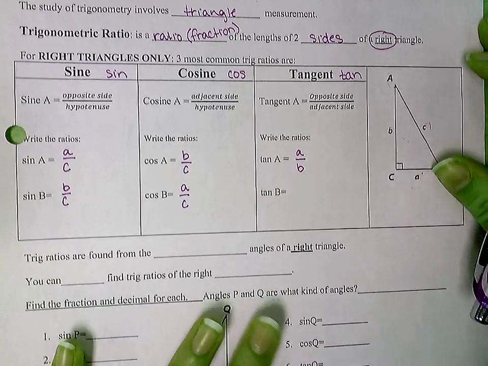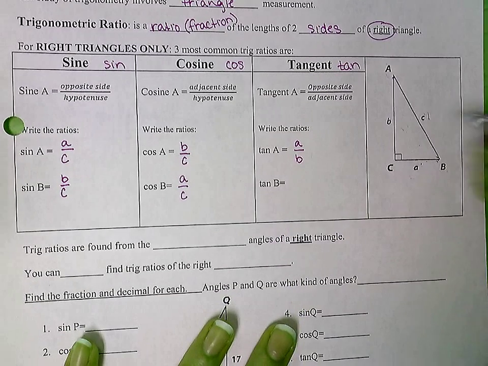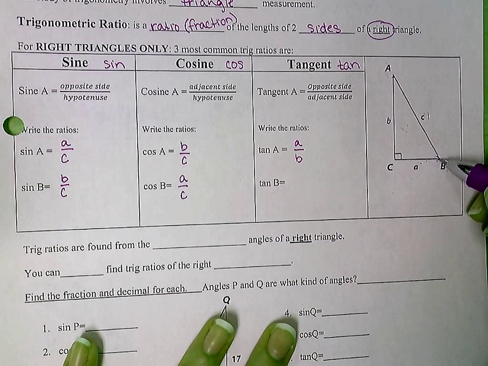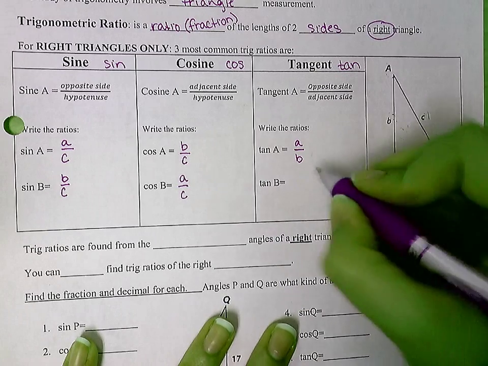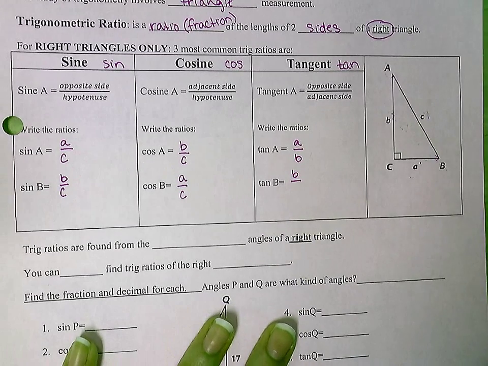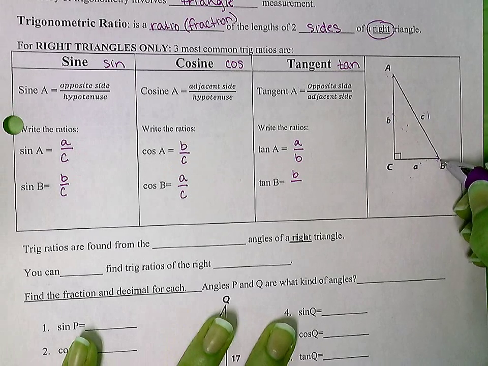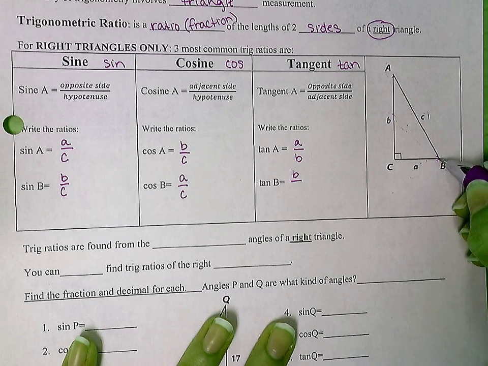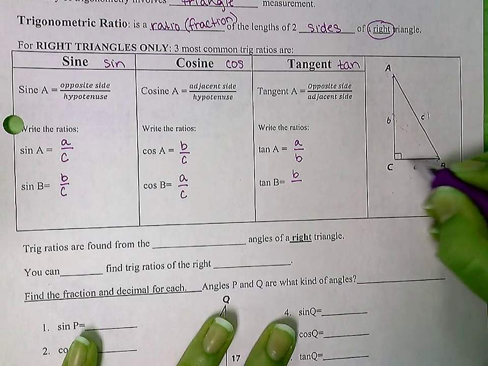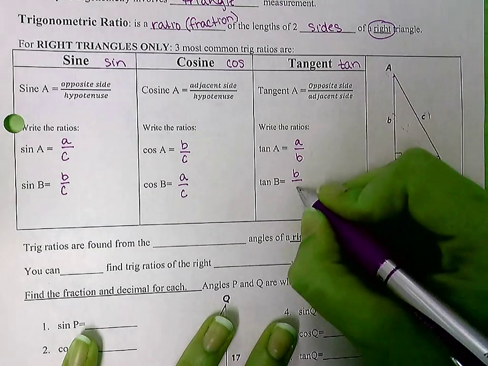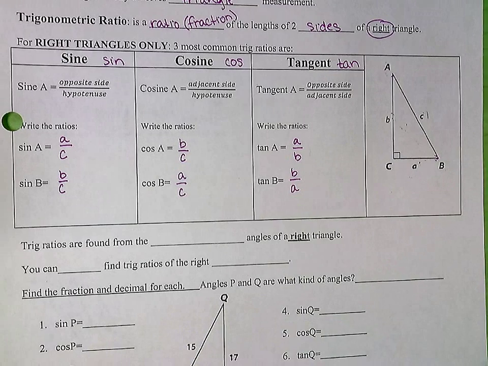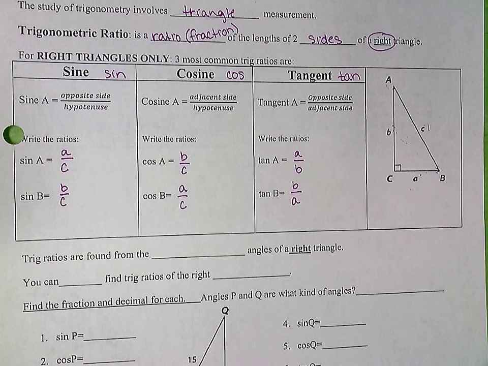And then tangent of angle B, going from angle B, we need the opposite side from that angle, so across, that would be lowercase b, over the adjacent side to angle B, the side next to it, so that would be A. Again, it's not C because C is the hypotenuse. Questions?